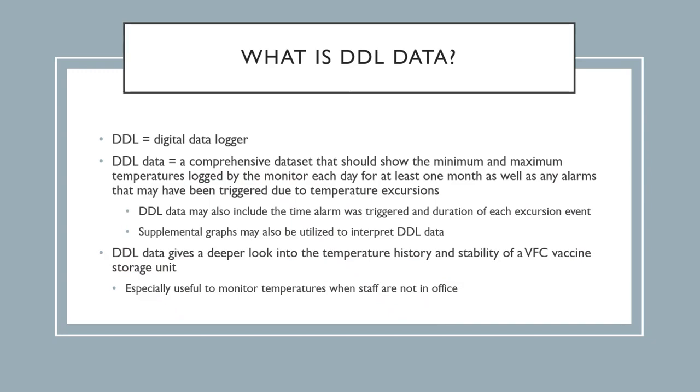So first, we just want to start off talking about what DDL data is. DDL stands for your digital data logger. This is the temperature monitor that is required by the VFC program. And the data that comes from the DDL should be a comprehensive data set that shows the minimum and maximum temperatures logged by that monitor each day for at least 1 month. And it should also include any alarms that may be triggered due to temperature excursions or other issues with the monitor. It can also include the time the alarm was triggered and the duration of each excursion event.